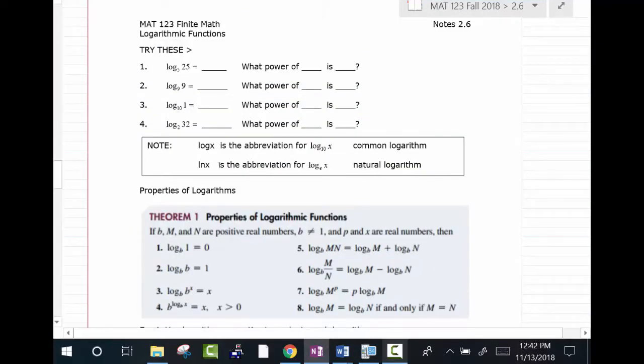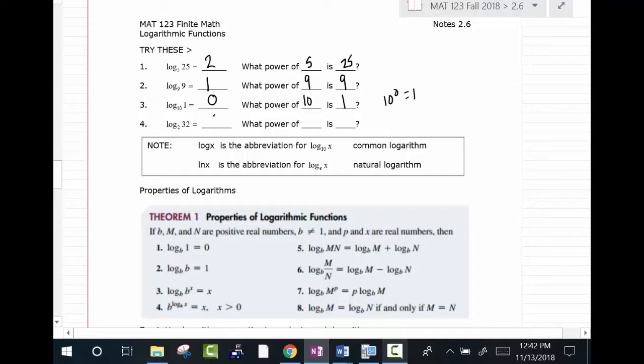Okay, so again, what this one is 2, and the question is, what power of 5 is 25? So if you didn't write that down, I want you to write that down. This one is 1, that just means what power of 9 is 9? 9 to the first is 9. This one is 0, because it's saying what power of 10 is 1, and we know 10 to the 0 is equal to 1. Okay?